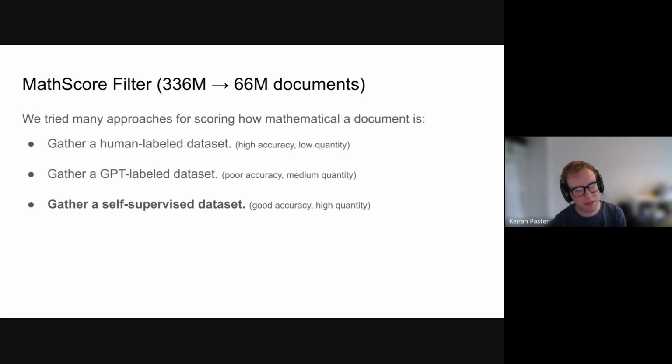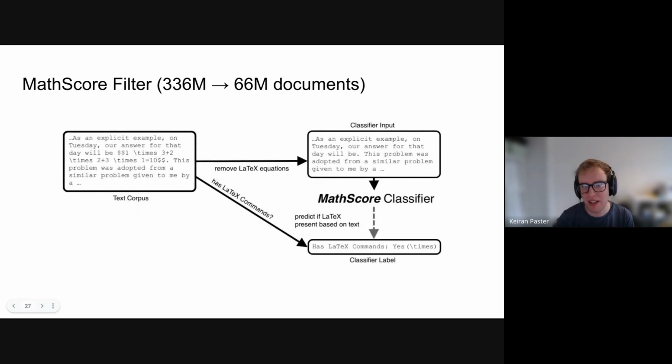And then finally, the last thing we tried is creating this self-supervised data set. I'll mention what this is in a second, but here we get pretty good accuracy, not as good as the human label ones, but we get an extremely high quantity, maybe on the order of millions of examples. This classifier and this self-supervised approach we call math score.